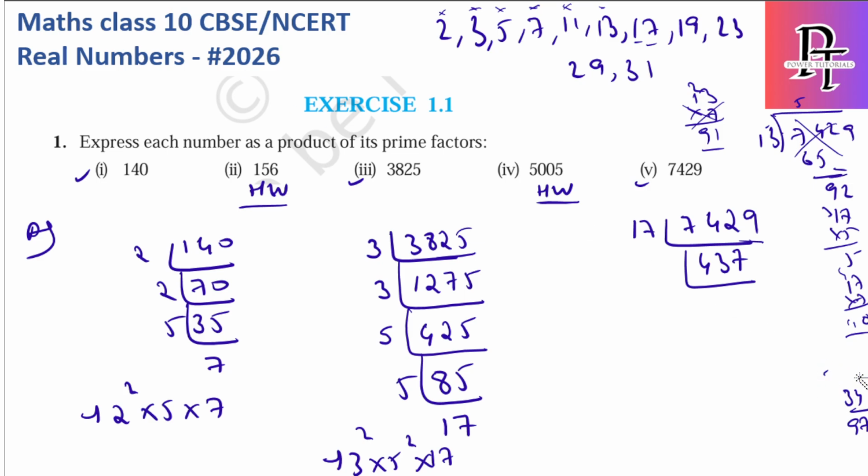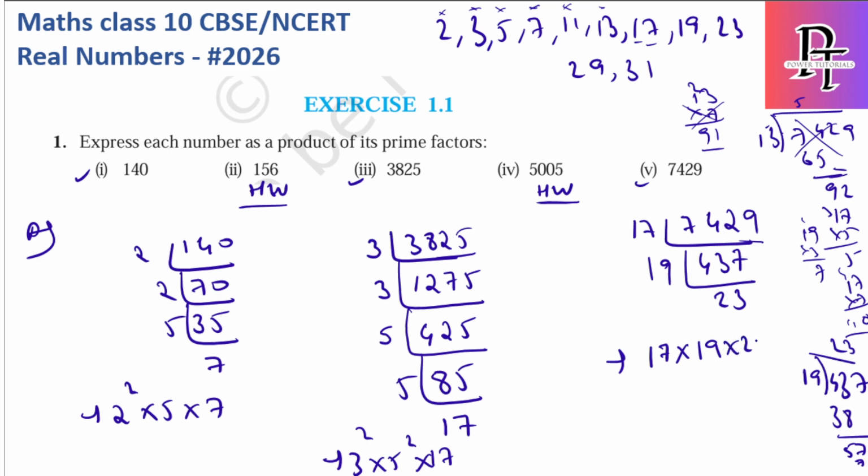Let's check for another prime number, which is 19. 19 into 437. 19 twos are 38, 19 threes are 57. So it is in the 19 table. If I divide, I'll get 23. 23 is also a prime number. So for 7429, I can say the numbers are 17 into 19 into 23.